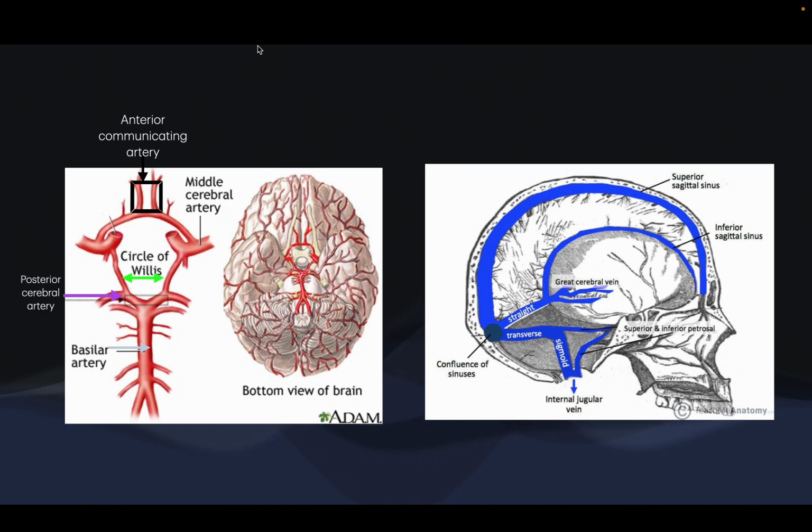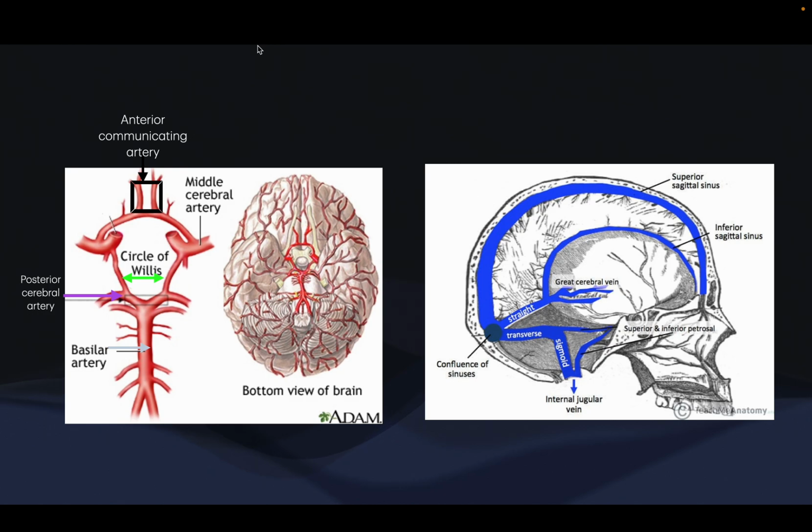The next one is the anterior communicating artery, which is found above the circle of Willis. And the one to the right is the middle cerebral artery, which can be found on both sides. Next is the posterior cerebral artery, which is depicted with that purple arrow and should somewhat be highlighted by that black box. The next one is the basilar artery, which is depicted with that gray arrow.